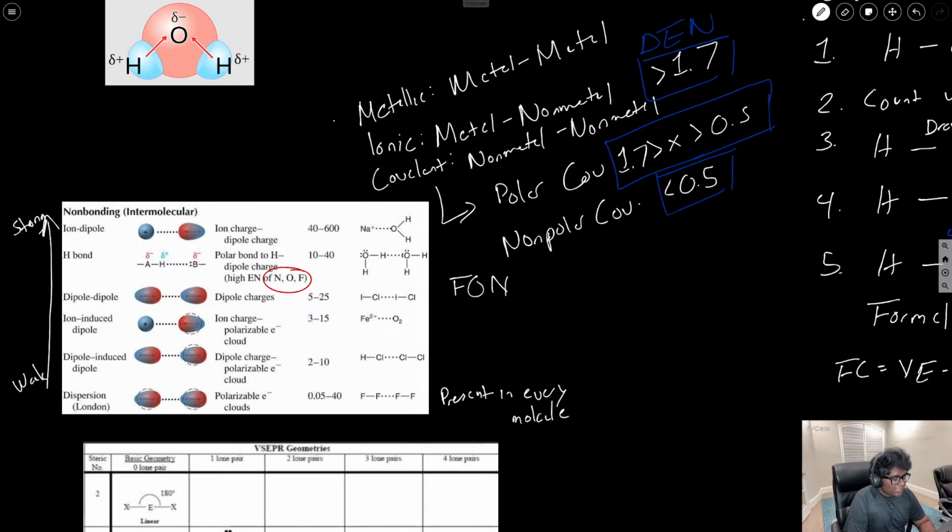Fluorine, oxygen, nitrogen. These three are the ones that hydrogen bonds to. If you ever see hydrogen bonding to one of these, make sure you know that it is a hydrogen bond.